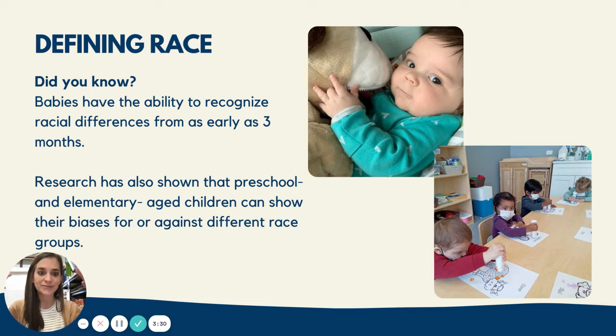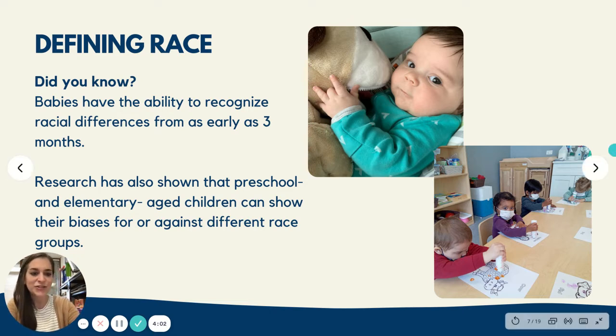That blew my mind. And then research also shows that preschool and elementary age children can start showing their preferences for or against different race groups. So again, I brought in a picture of Avi at his daycare. Now he's a little young. He's almost 3, right? But between 3 and 5 is really that preschool age, and that's when kiddos can start to notice those differences and start making decisions about who they prefer to be around. Interesting, right?